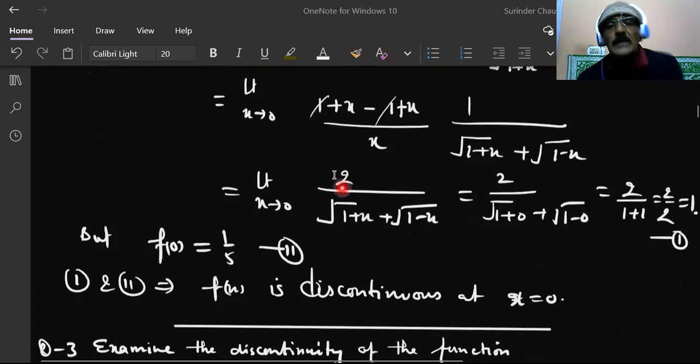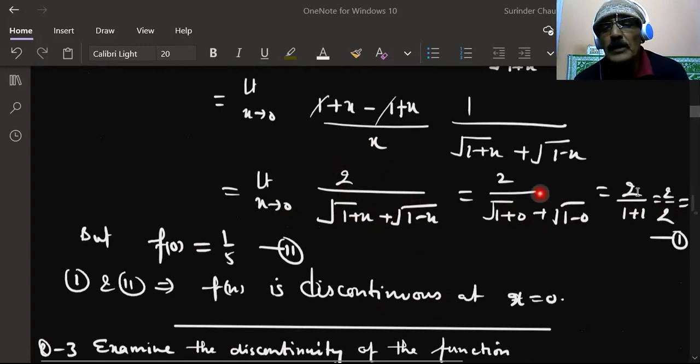Now it's a rational function, and zero is also a point of its domain. So if we replace x by 0, this will not become undefined. This function is defined at x equals 0. So directly we can substitute x equals 0, and the value will become 1.